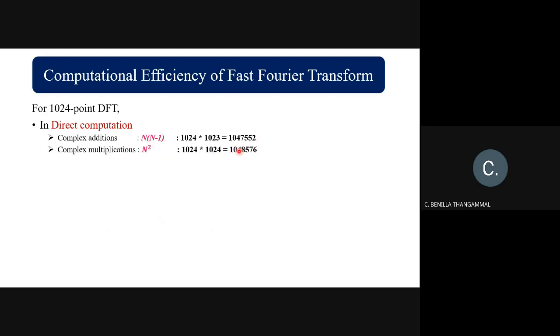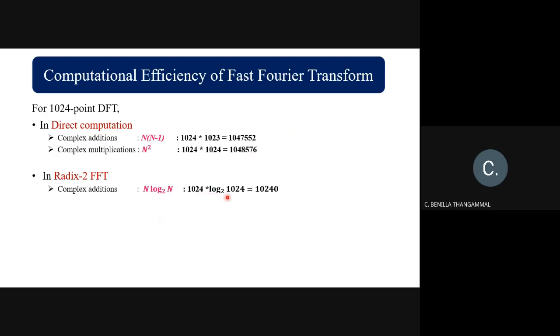For example, to compute a 1024-point DFT in the direct computation method, the complex additions performed is N into N minus 1, where it is 1024 into 1023. So it is 10,47,552. But in complex multiplication, it's N square, so it is going to be 10,48,576. But in radix 2 FFT, the complex addition is given by N into log base 2 of N.